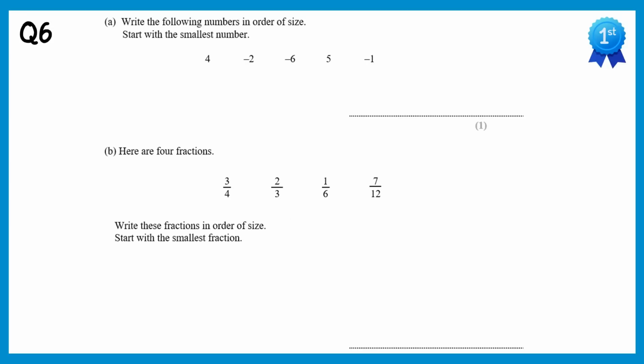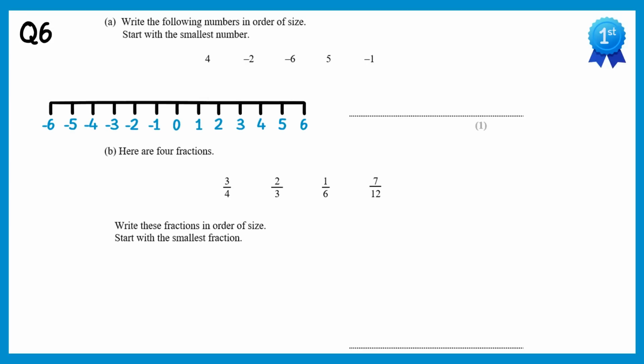To put these numbers in order of size, it's easier to see them on a number line. If we mark a cross where each of the numbers is, then it becomes clear that -6 is the smallest, then it's -2, then -1, then 4, then 5.